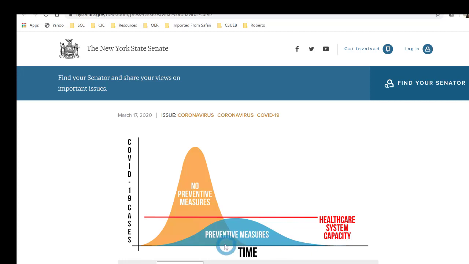So what makes it flattening the curve, right? What makes this so high that it exceeds the healthcare system capacity if we took no preventative measures, versus lowering this mean and median by taking preventative measures? Well, look at the spread. The spread looks a lot wider when we take preventative measures than when we don't. So this has to do with our standard deviation. Let me go ahead and go back to our notes.